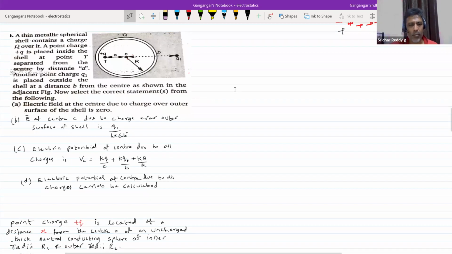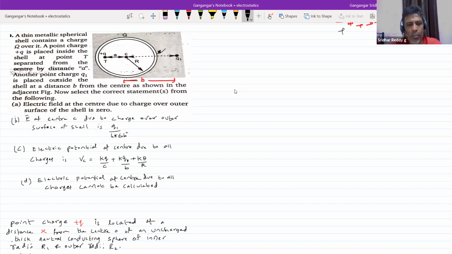Read the question. A thin metallic spherical shell contains a charge Q over it. A point charge plus q is placed inside the shell at point T, separated from the center by distance A. Another point charge Q1 is placed outside the shell at a distance B. So this distance is B. This may confuse you. Now select the correct statement from the following.